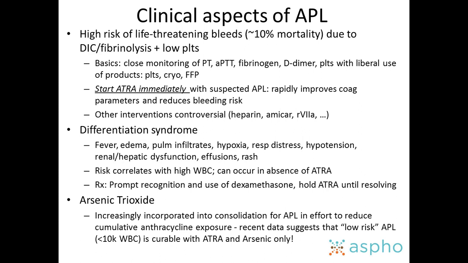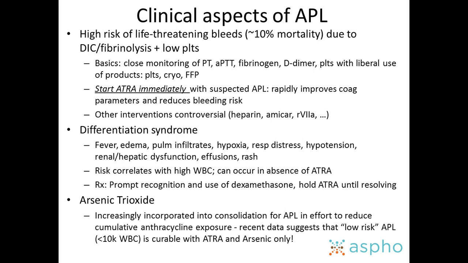And so it's important to closely monitor coagulation abnormalities, fibrinogen, PT-PTT, D-dimer, and platelet counts, and liberally use products, cryo, FFP, and platelets. It's important to start ATRA as soon as possible in these cases. Probably the first thing I do if I'm on service and I get a call about a potential new leukemia is I want to look at a blood smear and think about whether they have APL, because the biggest mistake I can make as an attending is not to start ATRA soon on a case of APL.